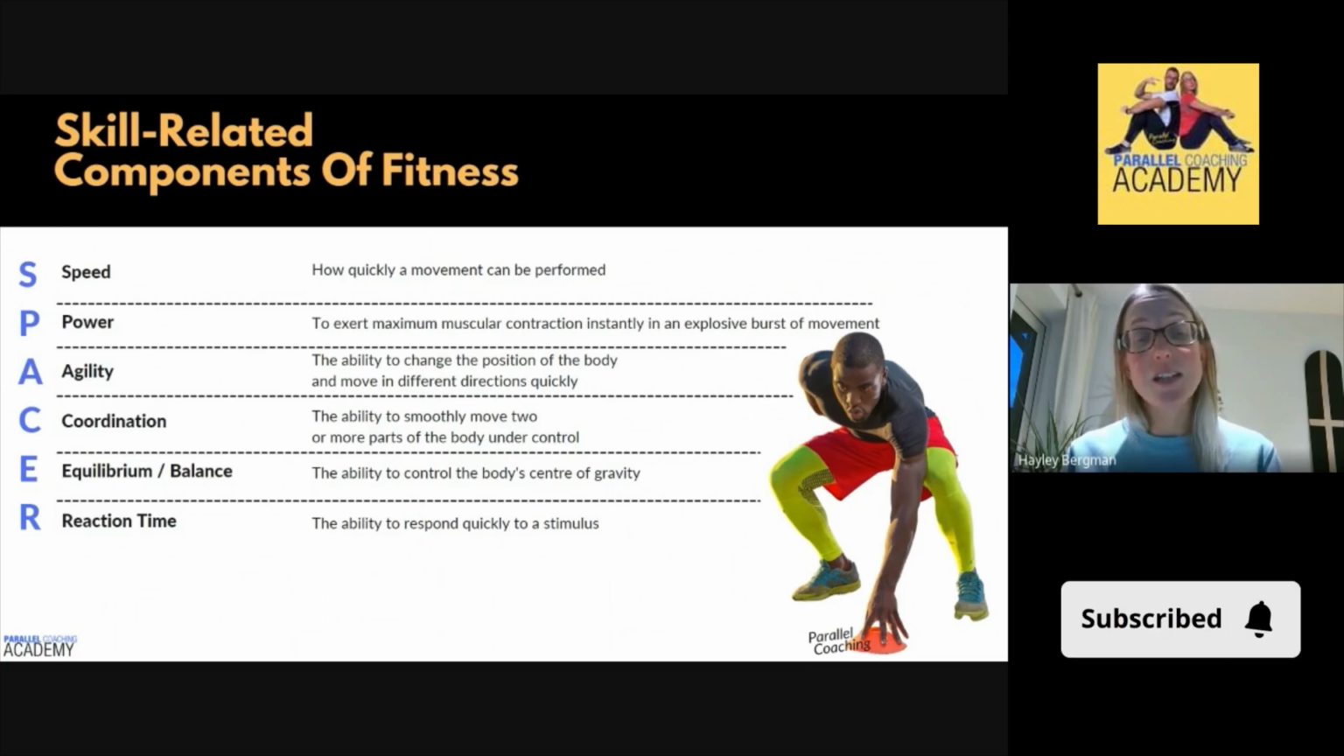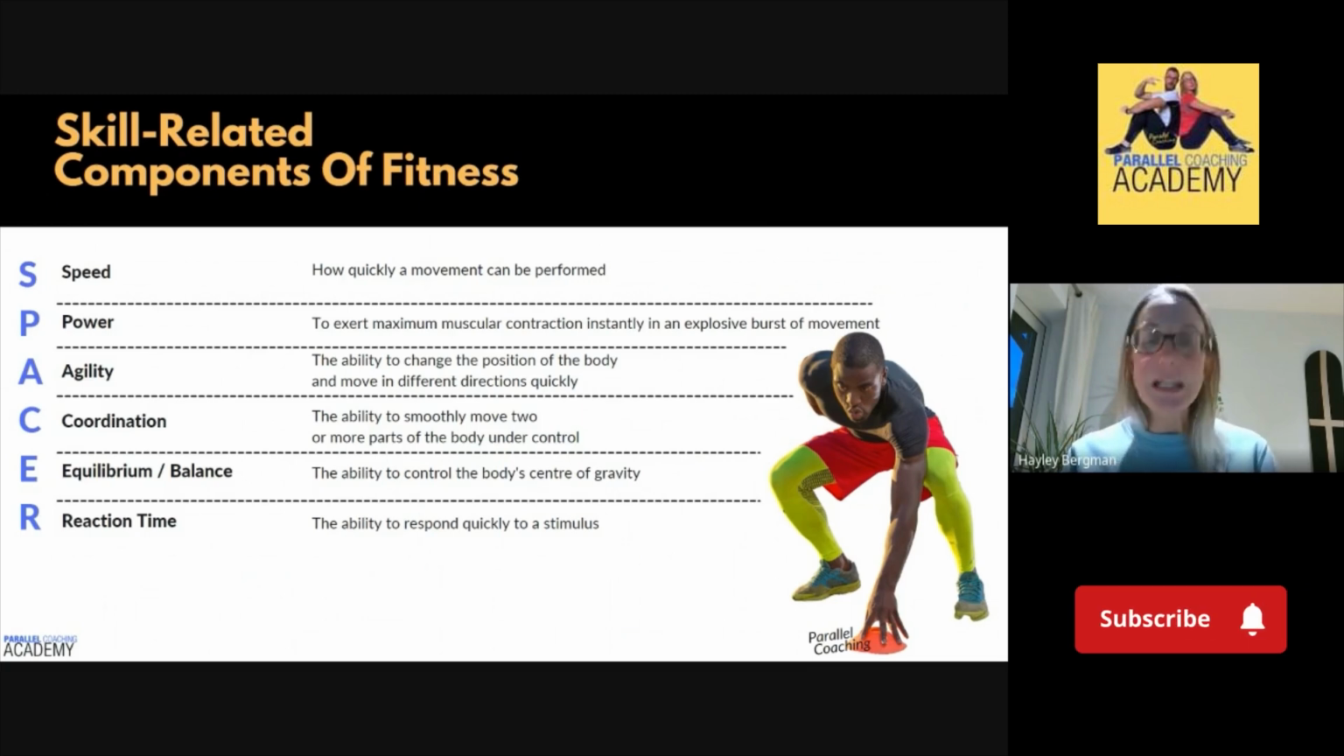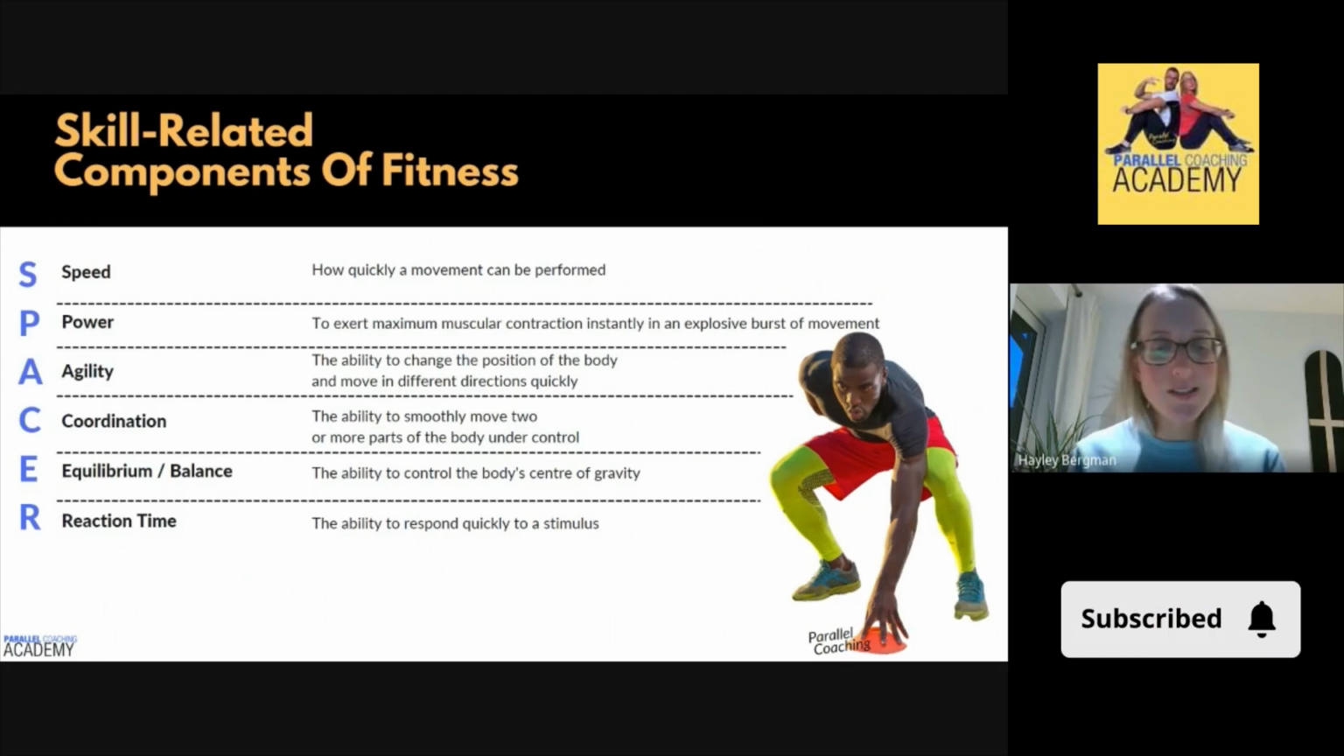Then E is going to stand for equilibrium, but really it's balance. So it's a different word for balance. The ability to control the body's center of gravity.